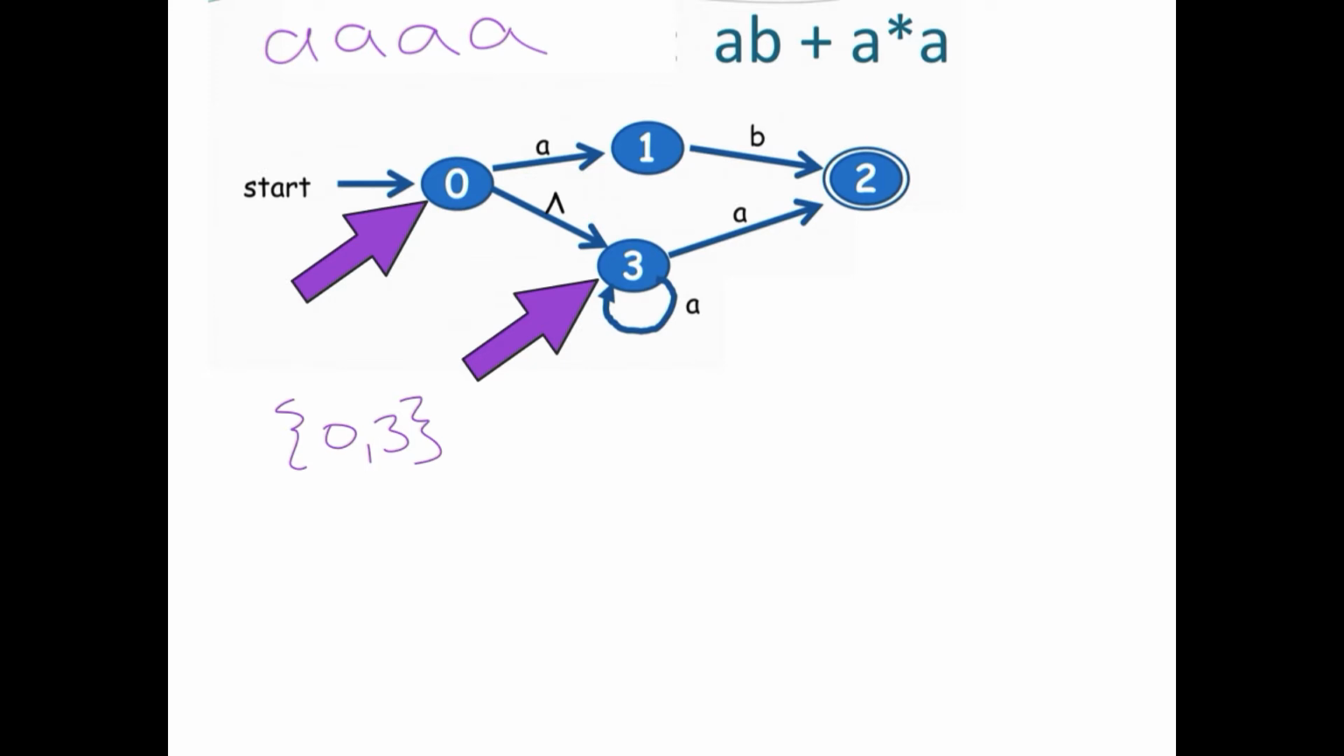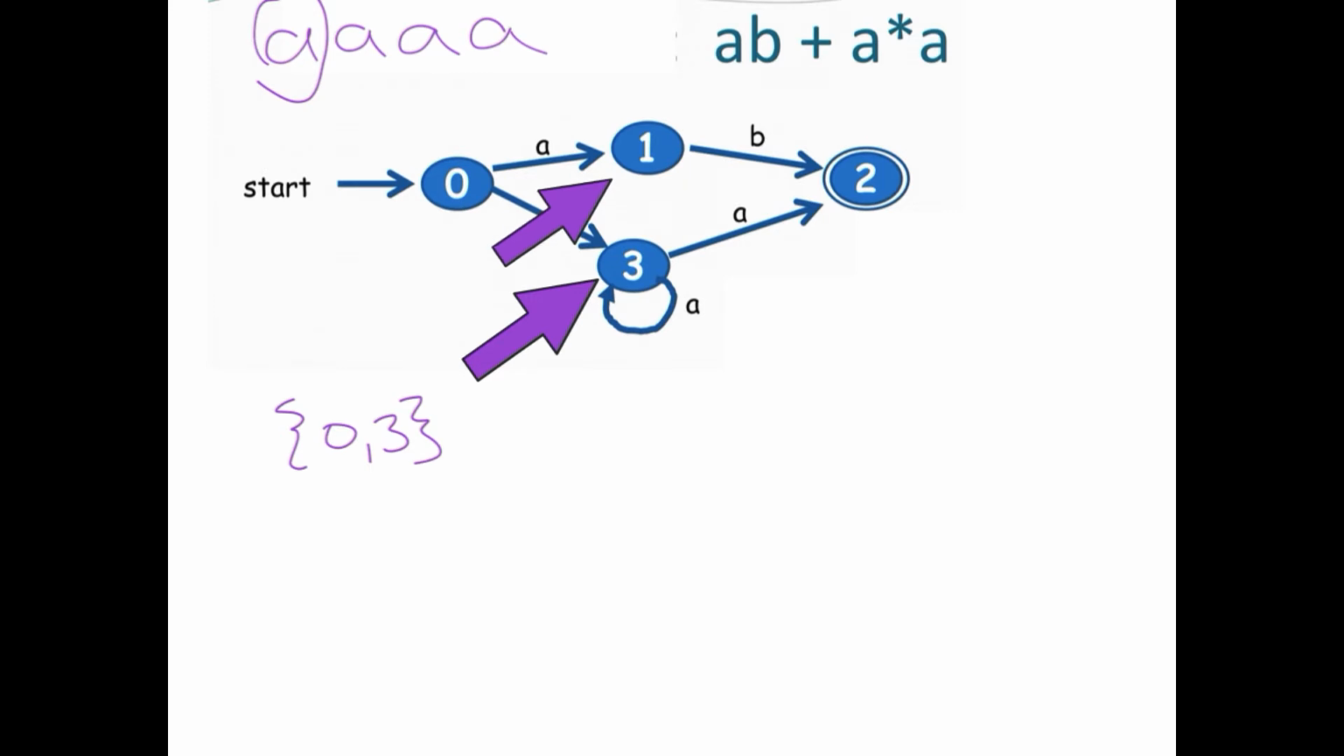Then I say, all right, now let's process this first letter. Where can I get to if I process an A? If I'm starting at state 0, which is one of the possibilities, and I'm ignoring lambdas now, then my only choice is to go from state 0 to state 1. So now I know that one of the places I could potentially be is state 1.